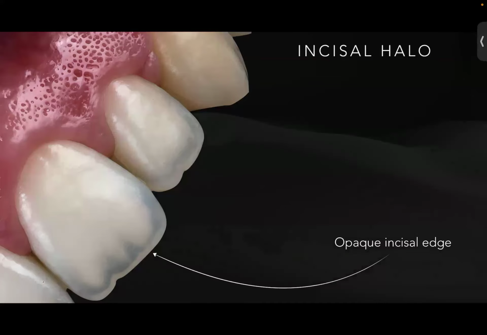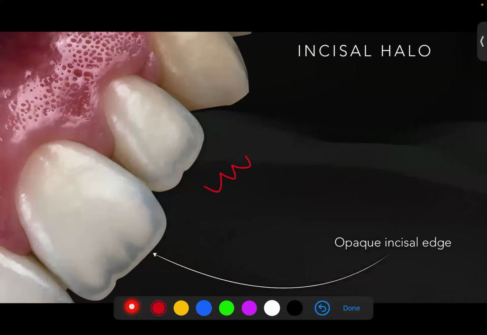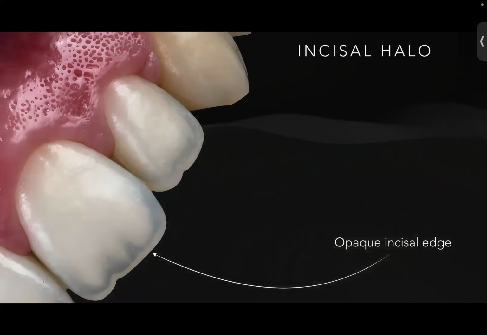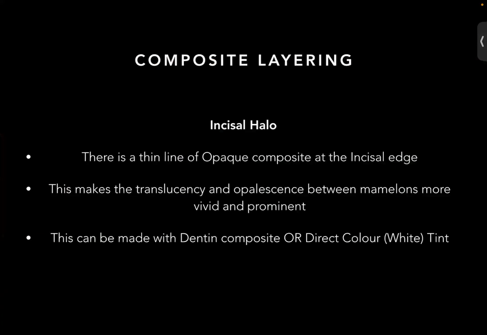Now another thing is, do you see, except for these mamelons, consider this red marking as the opaque composite. There is another opaque line of composite over here on the incisal edge. Do you see that? That is what is going to enhance our halo effect. Halo effect is the transparent composite which you see in between, the design which is created by that. So for that we are going to add an opaque composite on the incisal edge.